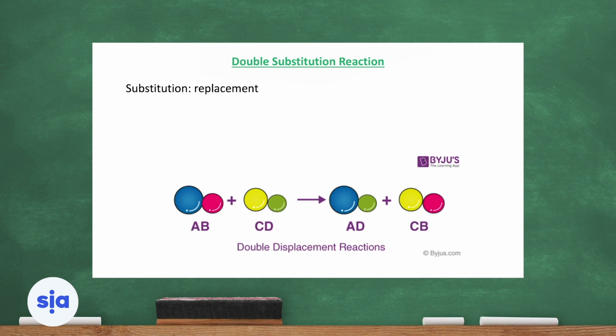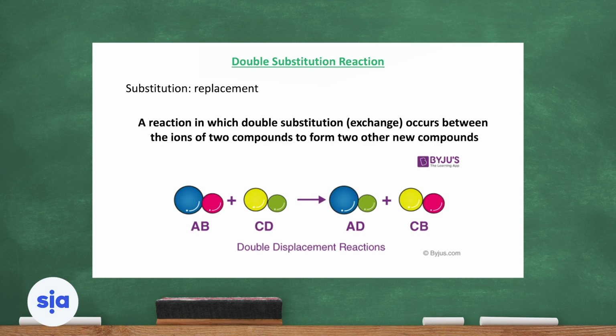Double substitution reaction. We said before that substitution means replacement. It's a reaction in which a double substitution, or simply an exchange, occurs between the ions of two compounds to form two other new compounds. Look at this picture. We have A and B elements in one compound and C and D elements in another compound. A double substitution reaction will occur, or simply an exchange. So A will be with D and C will be with B.